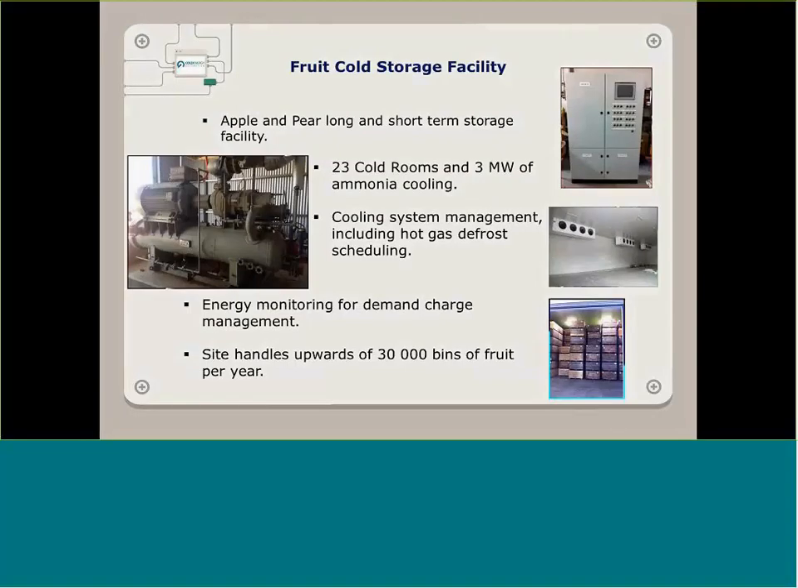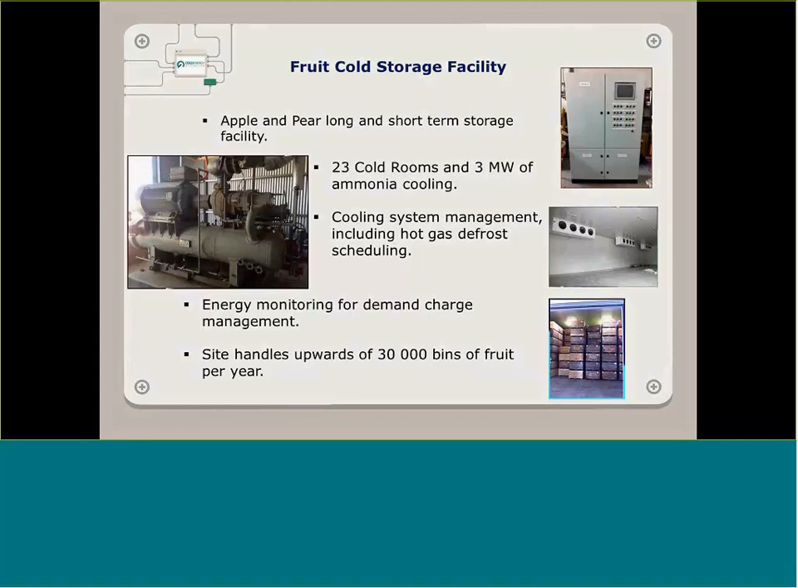Okay, so the next application I'll show today was for a fruit cold storage facility. The majority of the fruit stored on this site is apples and pears, and the time frame ranges from a few days to a few months. So they really need to keep track of data and how it all is working on site. It comprises 23 cold rooms and has the capacity of around 3 megawatts of ammonia cooling.